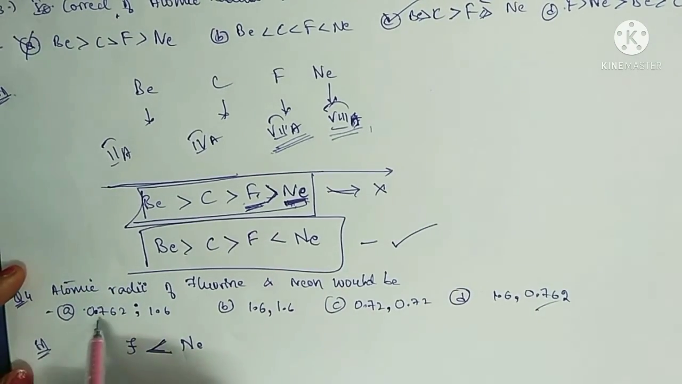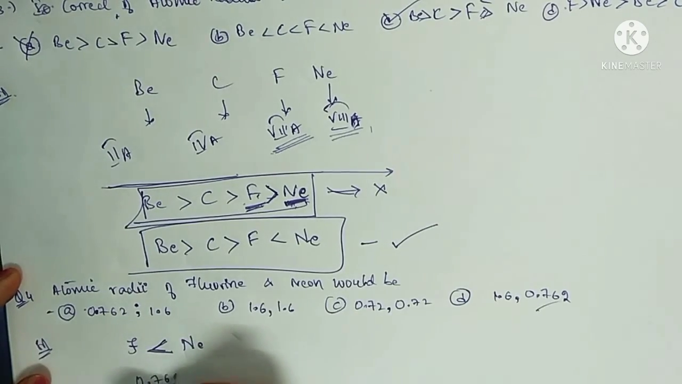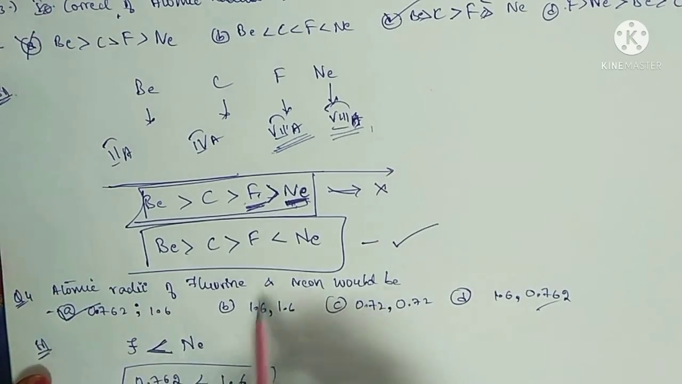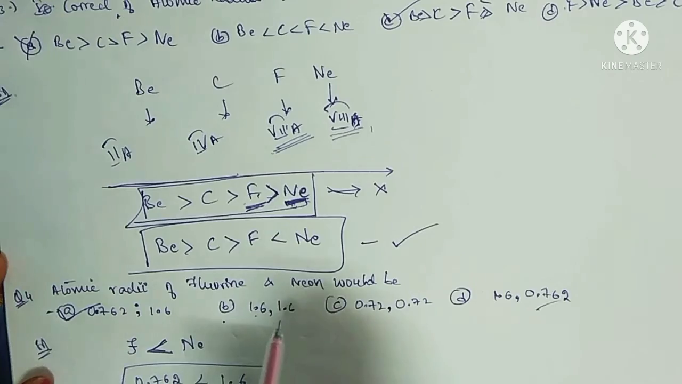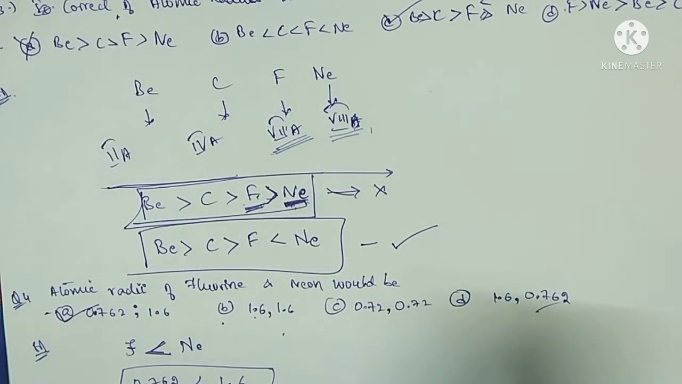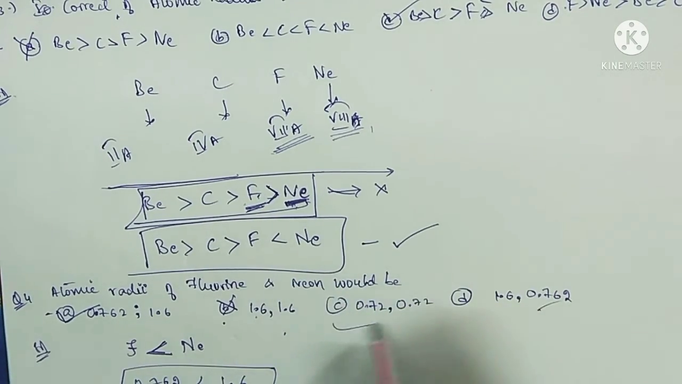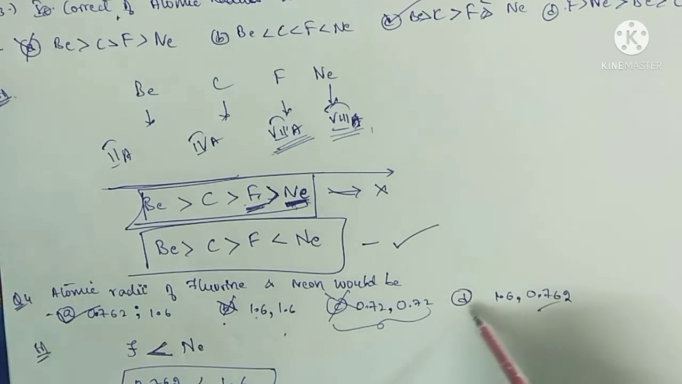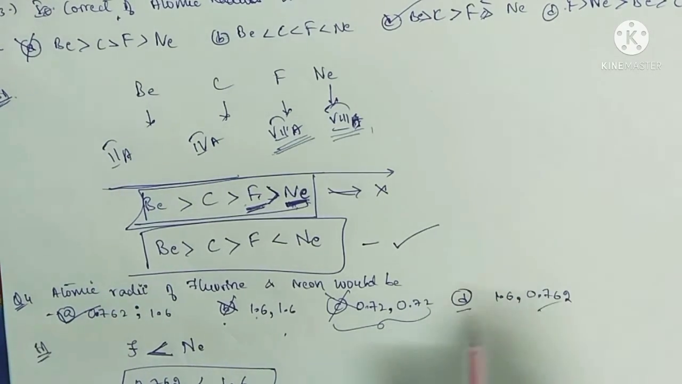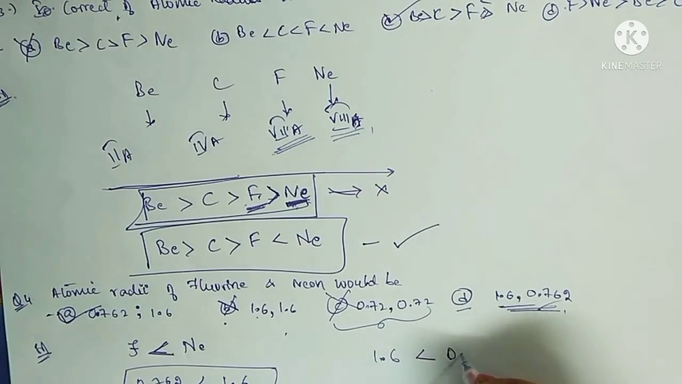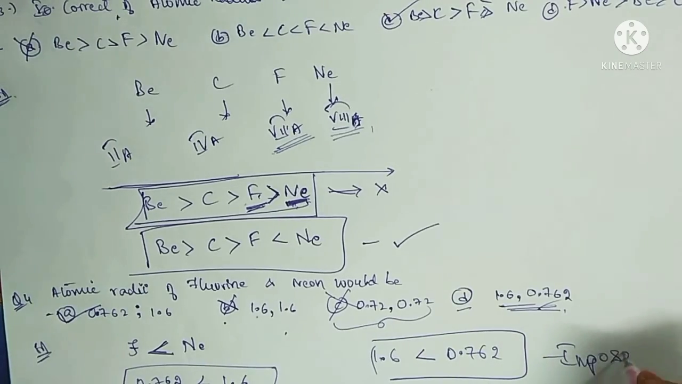So in the given options, the first option, 0.762 is less than 1.6. It is correct. So our correct option is the first option. Whereas in the second option we have 1.6 and 1.6. But actually fluorine and neon do not have the same atomic radius. So the second option is wrong. And the third option is also wrong. And in the fourth option, the fluorine atomic radius is greater than neon. So 1.6 is never less than 0.762. Impossible. Yes or no?